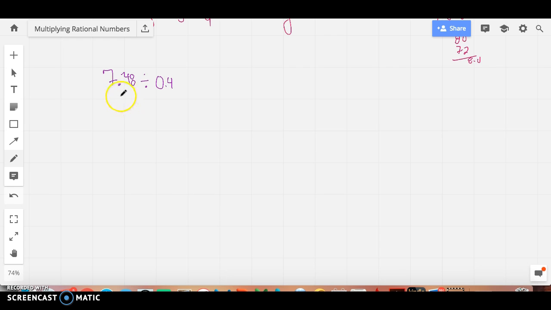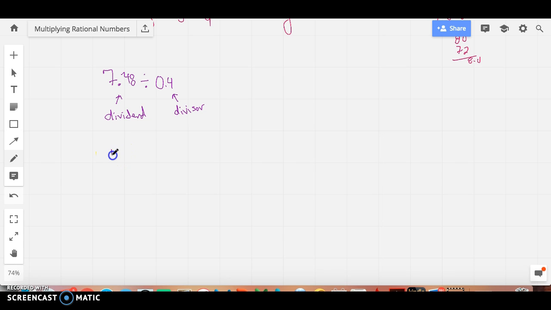This number here, the first number in a division problem, is called the dividend. Little vocab, dividend. And the second number here, the one that does the dividing, is called the divisor. So we're saying how many 0 and 4 tenths go into 7 and 48 hundredths? How many of these go into that? Well, there's going to be a lot of these in that, right? Because that's not even one whole. So there should be a lot of them. And let's see how we can figure out exactly how many there are.